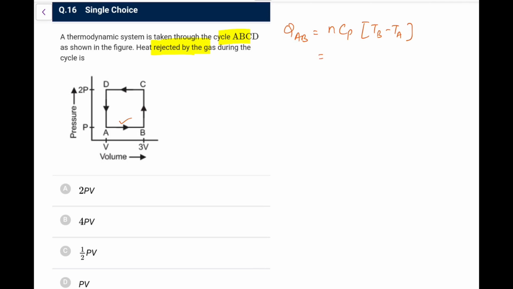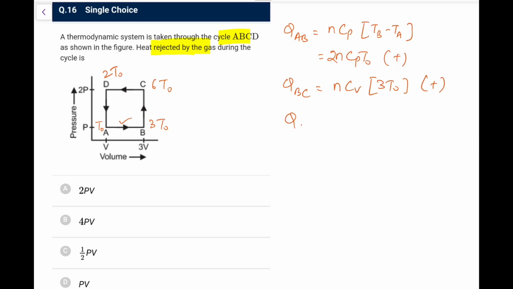Let's say if this temperature is T0, I can say this would be 3T0, this would be 6T0, and this would be 2T0. It is proportional to PV. So what we have is 2nCpT0 and it is positive, so it is not rejected. Now Q_BC would be nCv delta T, that would be 3T0. This is again absorbed. Now Q_CD, here it will give out energy: nCp into minus 4T0. So this is negative. And Q_DA would be nCv into minus T0. So this is also negative.